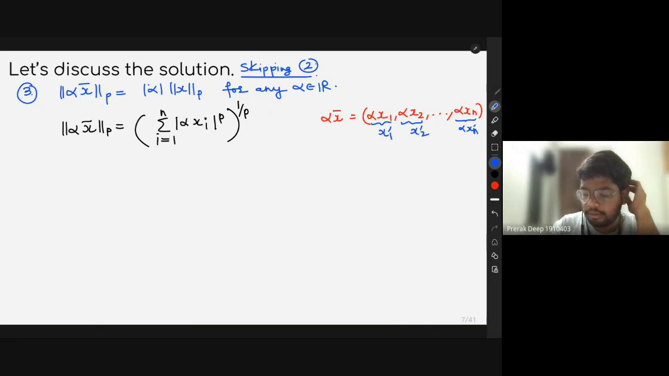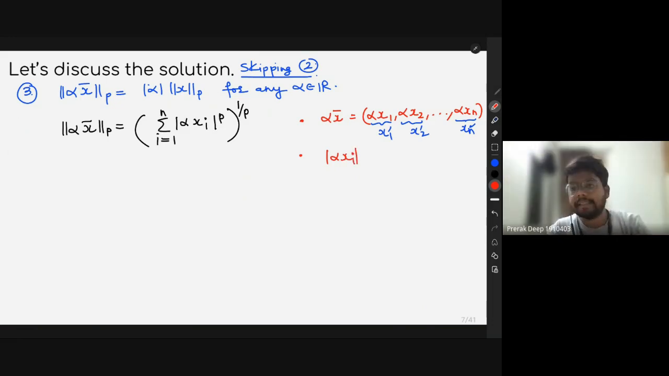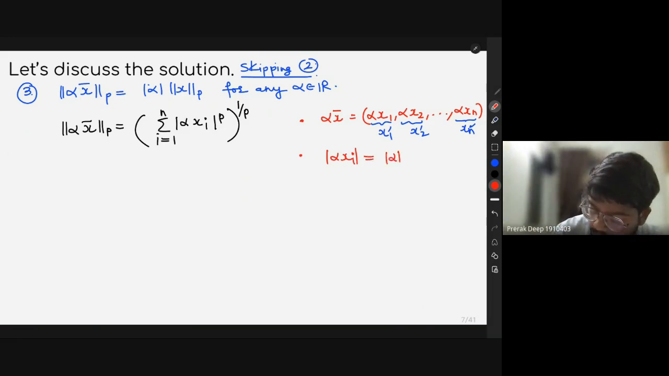Okay, so that's what is happening. So I will get that, and now this is whatever I am having on the right hand side. I use this fact, so this is the first fact. The second fact is the modulus of two scalars. Here xi is again a scalar, a real number, and the modulus of two real numbers is equal to the multiplication of their individual moduli.